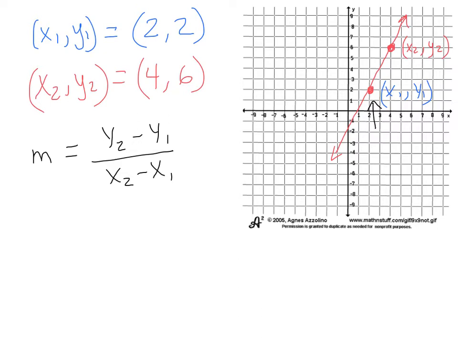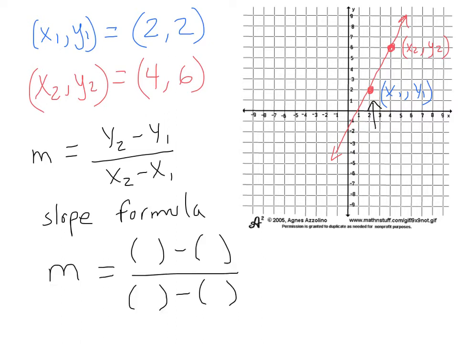So to calculate the slope of the line, all you have to do is plug in the information into the slope formula. Taking a look at the points above, this is the point x1, this is the point y1, this is x2, and this is y2. So if I label my points like this, it's easy to plug them into the slope formula below.